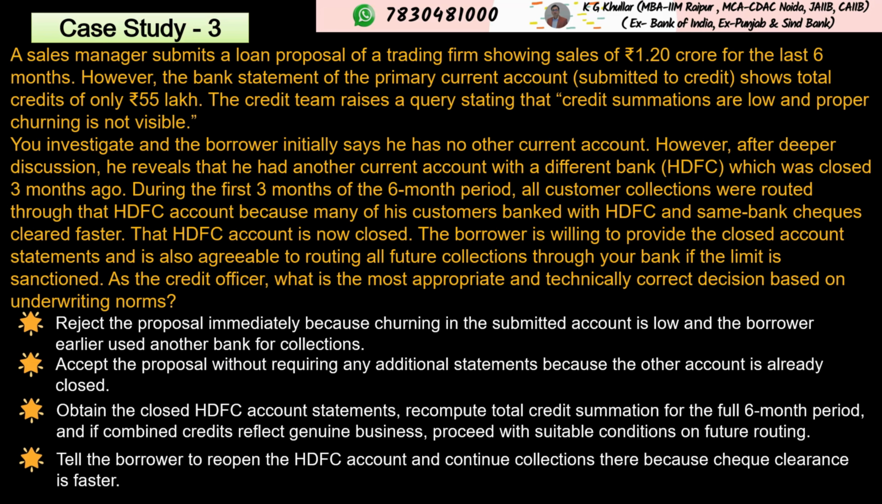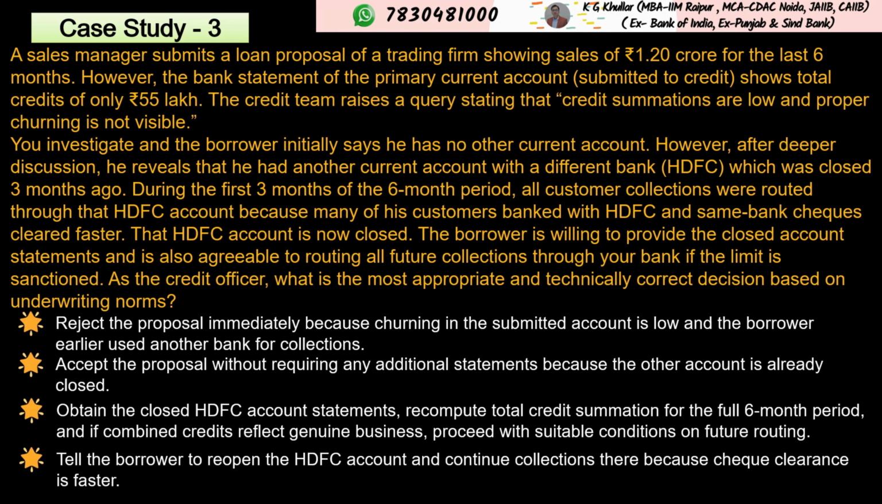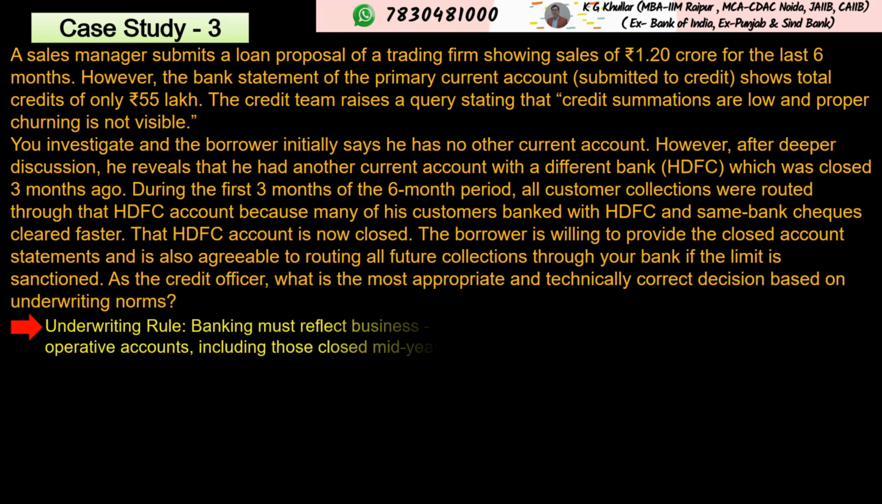Now friends, the correct option for the given case study is option C. And the reason why option C is correct is very simple. In real life credit underwriting, banking must match business, and that picture is never complete unless you check every single account of the borrower used during the analysis window.